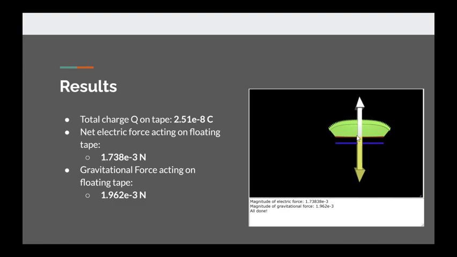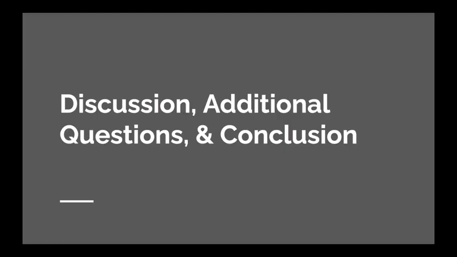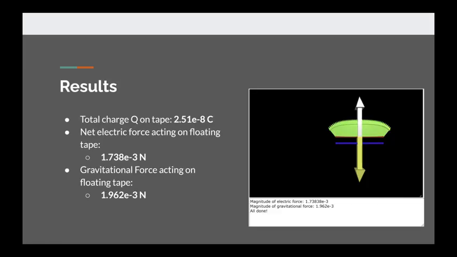What we're seeing here, the green arrows represent the electric field at each point charge on the top piece of tape. The white arrow represents the electric force, the yellow arrow represents the gravitational force, and the red line right here is the top tape, and the blue line is the bottom tape. So what we got when we ran this code was that the net electric force acting on the floating piece of tape was 1.738 times 10 to the negative 3 newtons. The gravitational force acting on it, which was also able to be calculated manually, was 1.962 times 10 to the negative 3 newtons. So, discussion, additional questions, and conclusions.